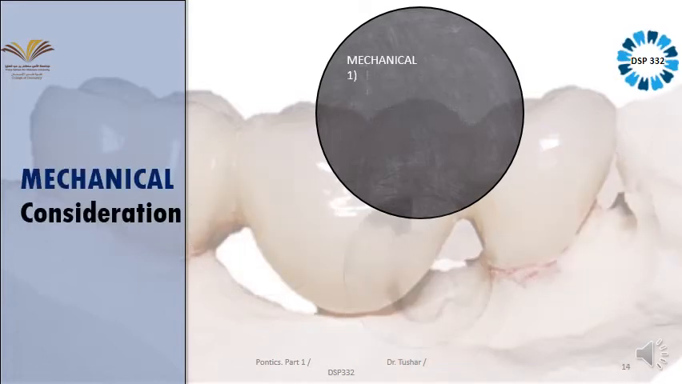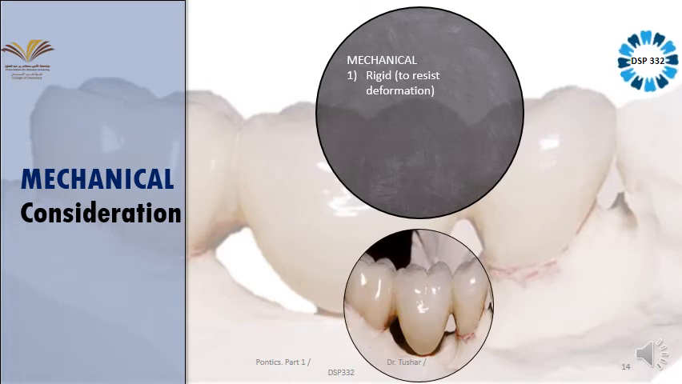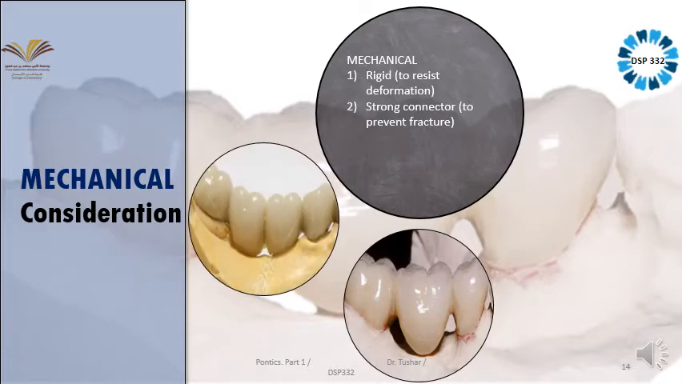Coming to the mechanical consideration, it should be rigid so that it resists deformation. There should be no dimensional changes when patients bite on the prosthesis. Strong connector in long span bridges. Long span bridges, understood? Right.